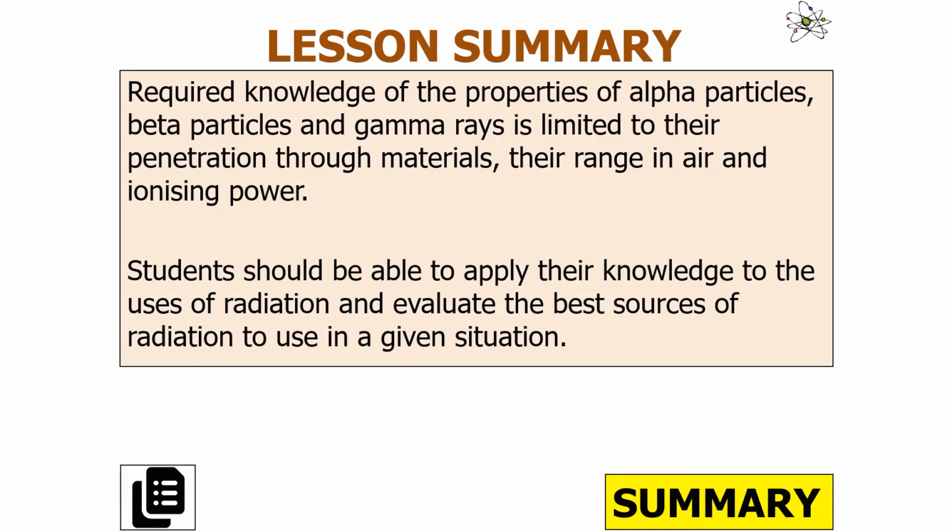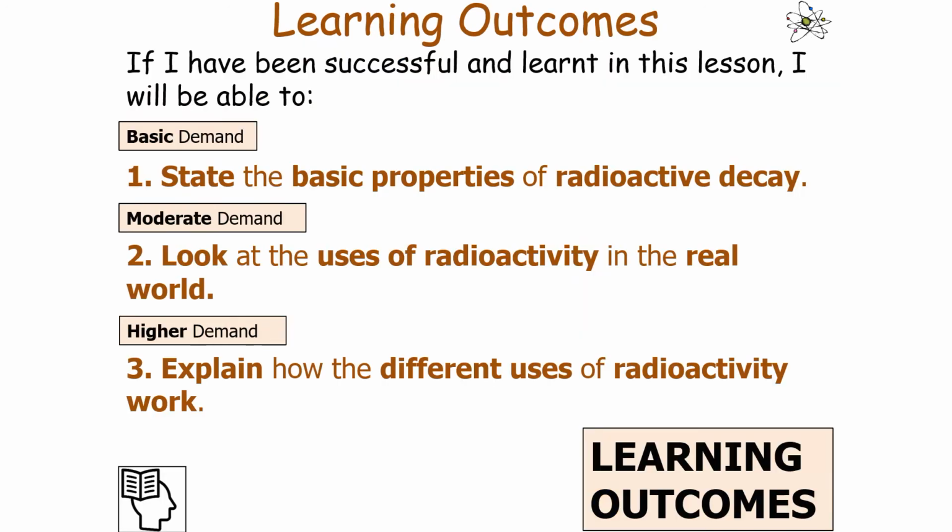So what should we have learnt in today's lesson? We should know the properties of alpha particles, beta particles and gamma radiation in terms of their penetration, range and ionizing power, and you should be able to apply this knowledge to the uses of radiation and evaluate the best sources of radiation in a given situation.